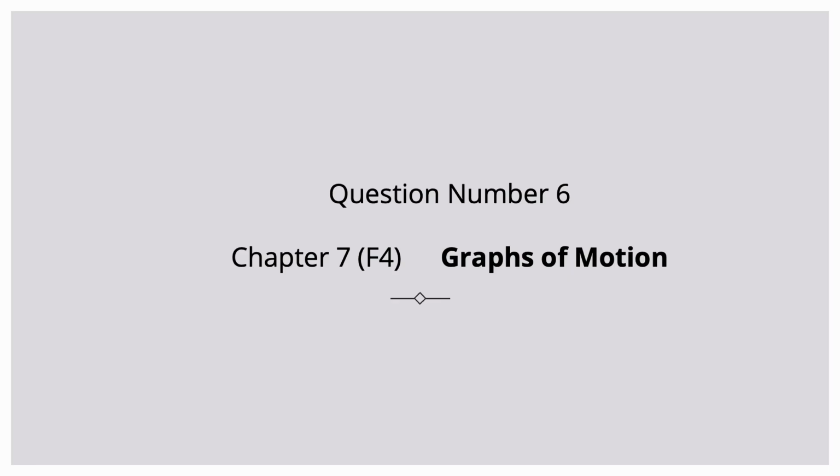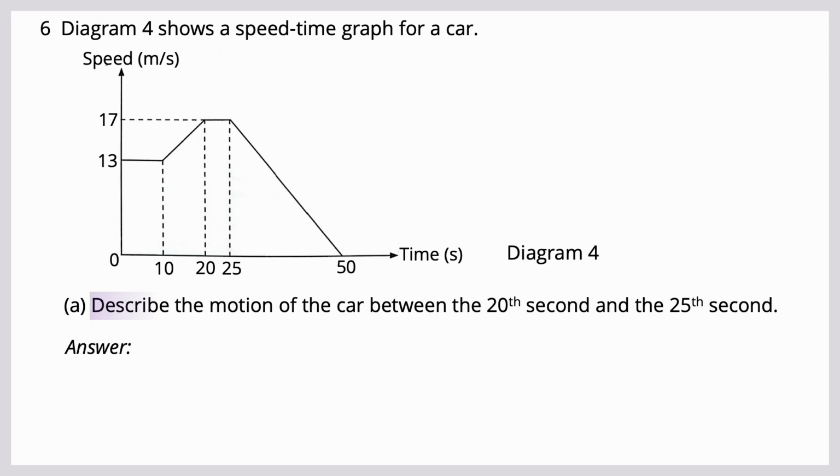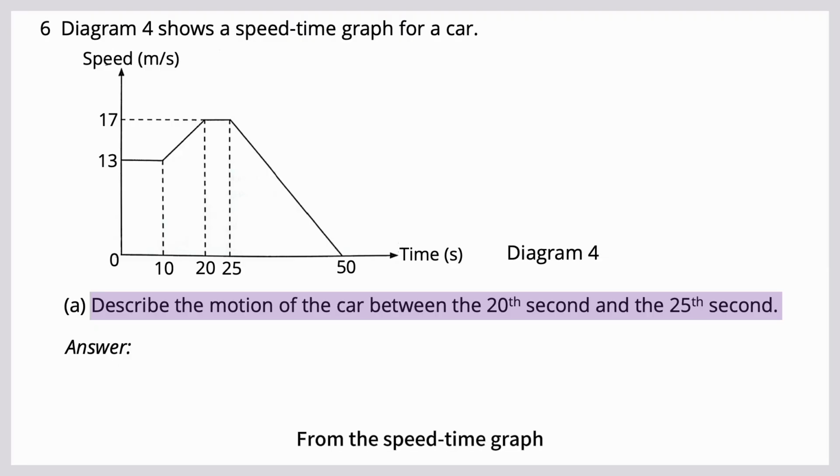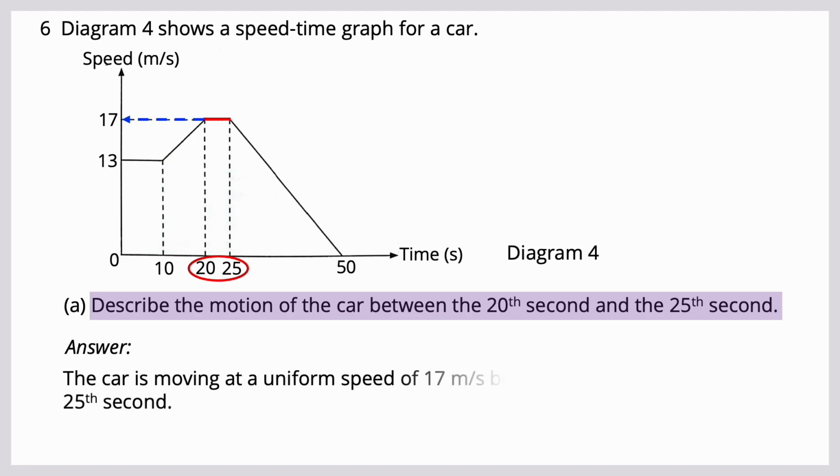Question number 6. A. Describe the motion of the car between the 20th second and the 25th second from the speed time graph. The flat section on a speed time graph always represents uniform speed. From 20 seconds to 25 seconds, the graph is flat at 17 meters per second, which means the car is moving at a uniform speed of 17 meters per second between the 20th second and the 25th second.